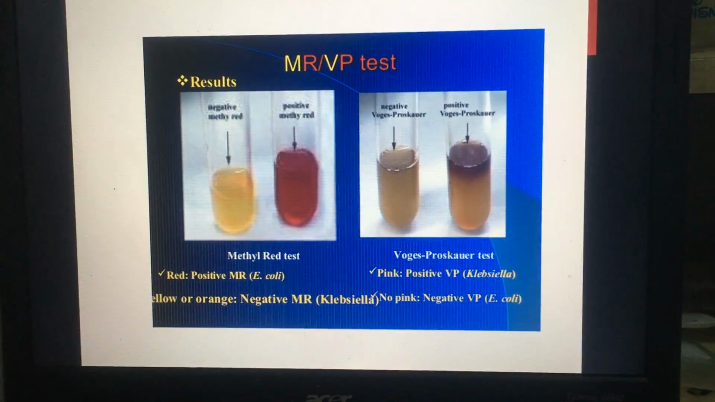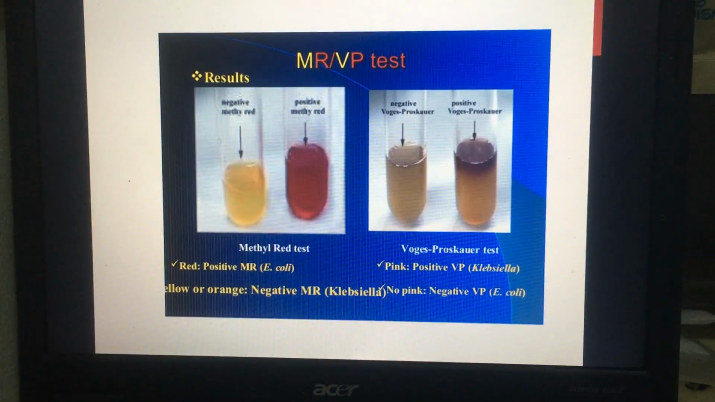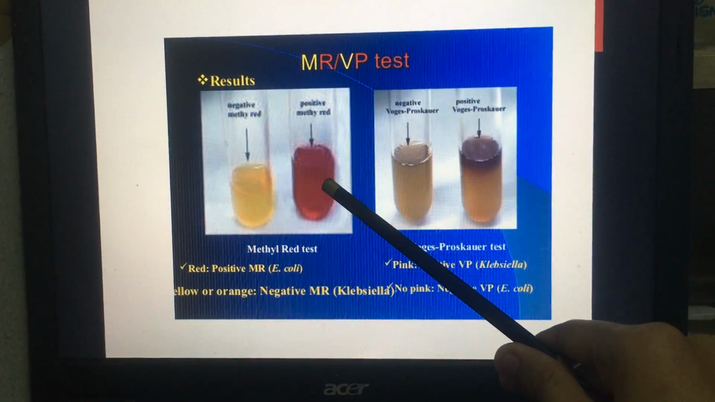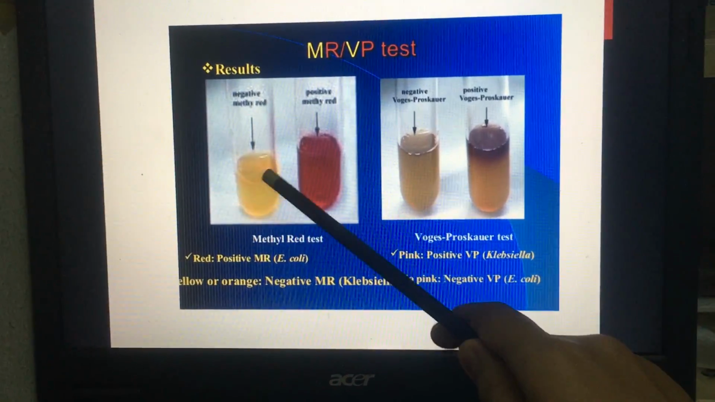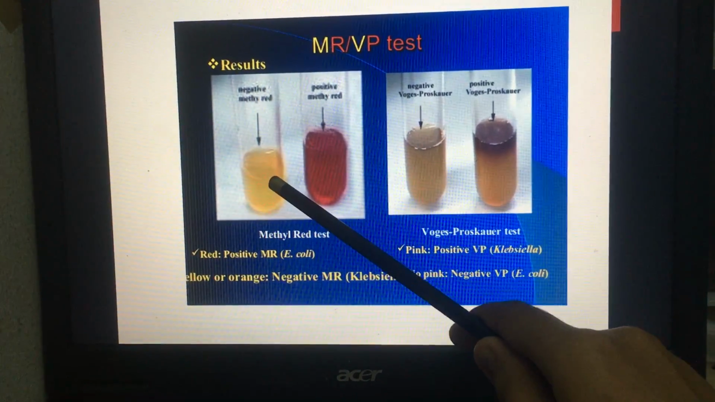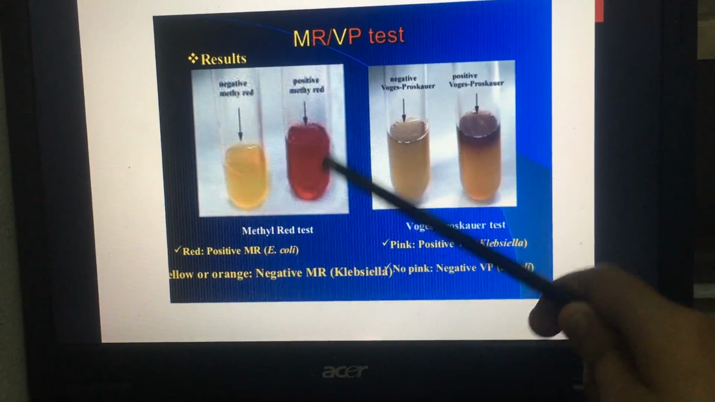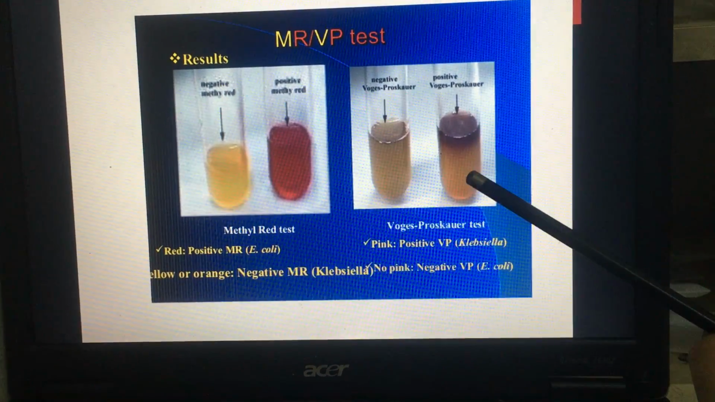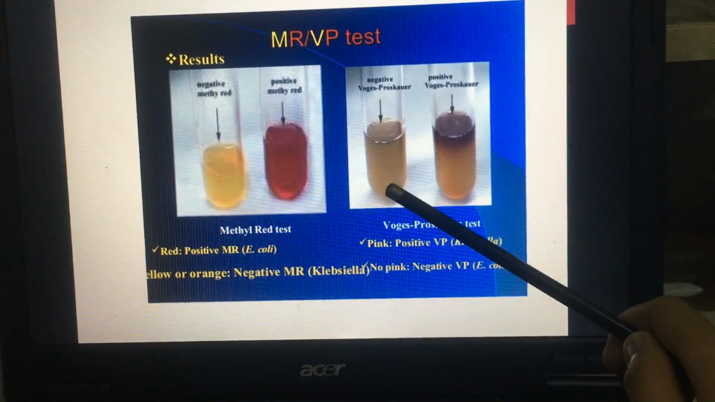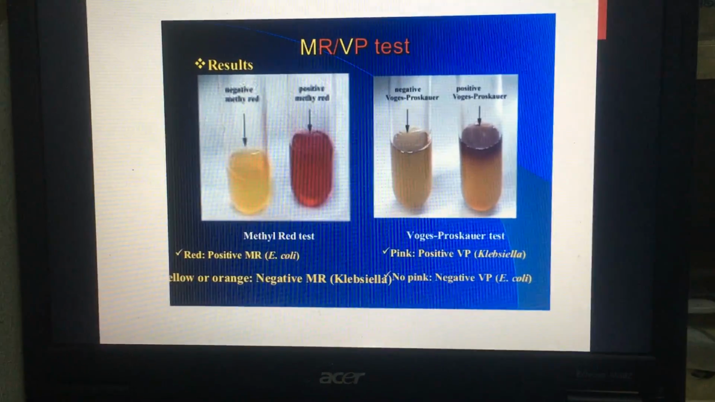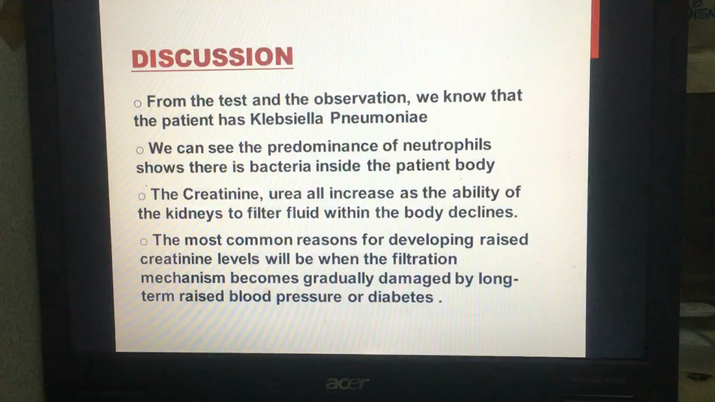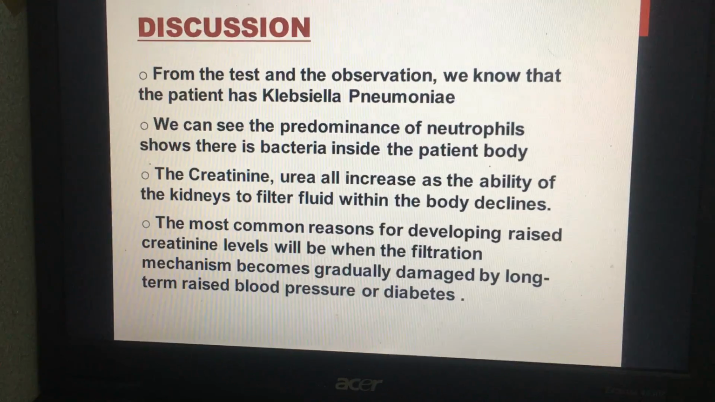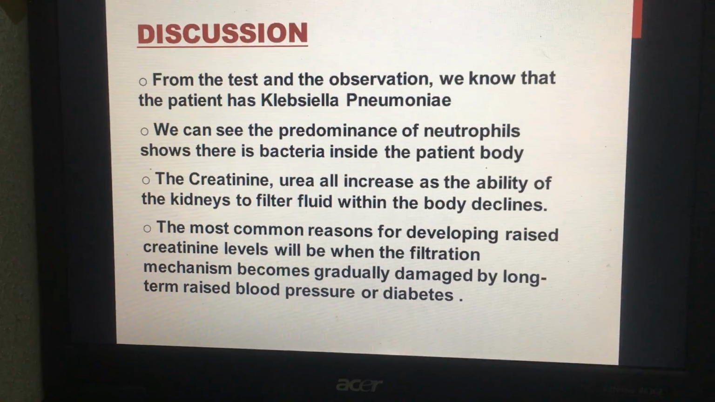Next. And this is the MR and VP test, which is methyl red and Voges-Proskauer test. Okay, this red is E. coli, and this is not methyl red. So this is Klebsiella, this is E. coli, and this one is pinkish and shows Klebsiella. This one is Klebsiella positive, and the negative is no changes, which is E. coli.